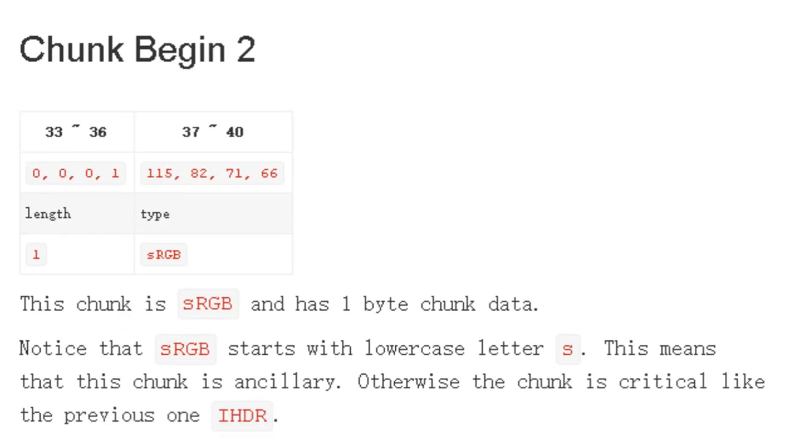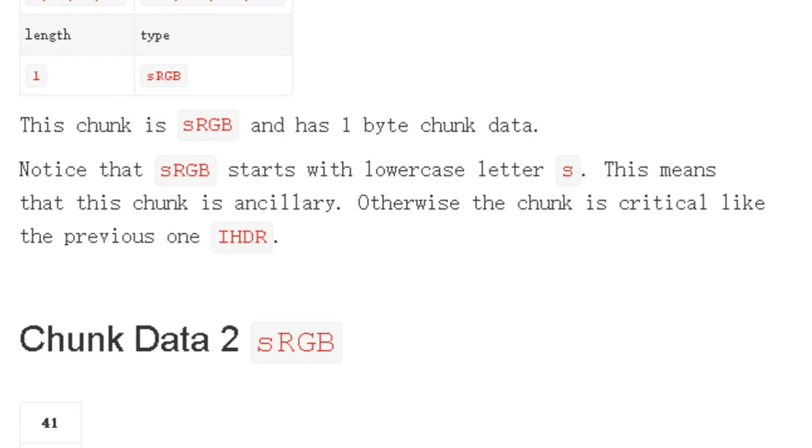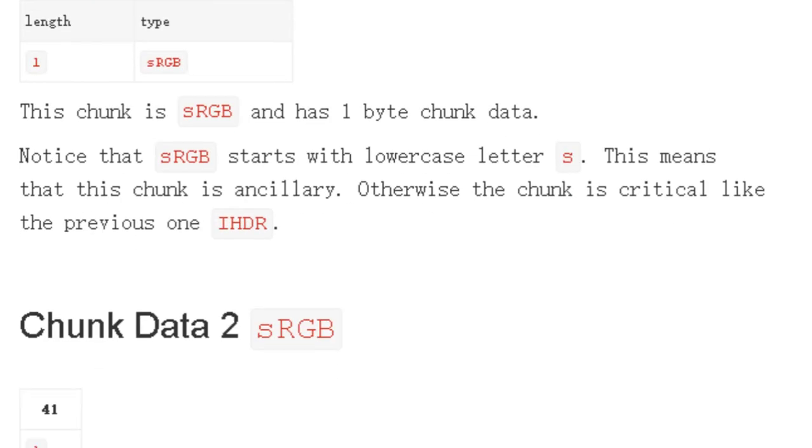Chunk begin 2. Bytes 33 through 36 inclusive and 37 through 40 inclusive. We have 0, 0, 0, 1, and 115, 82, 71, and 66. The first 4 bytes concatenated together creates a length of 1. The next 4 bytes concatenated together creates the ASCII string sRGB, which is standard RGB. This chunk is sRGB and has 1 byte chunk data.